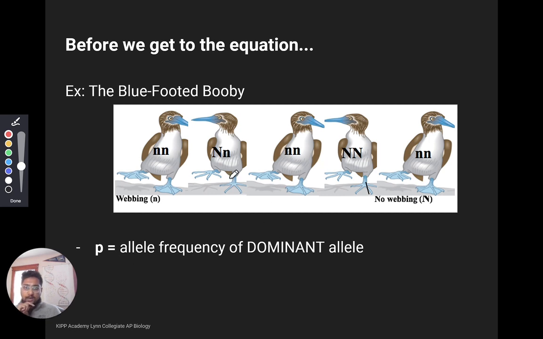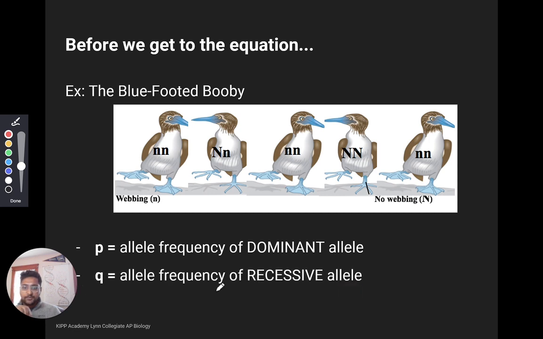And so here, I'm just going to calculate how many dominant alleles we see. We see 1, 2, 3. We see 3 of them. And I know that there's 5 total blue-footed boobies, and so there's 10 alleles total in the population, so we know this is 3 out of 10, or 0.3. So P in this instance is going to equal 0.3.